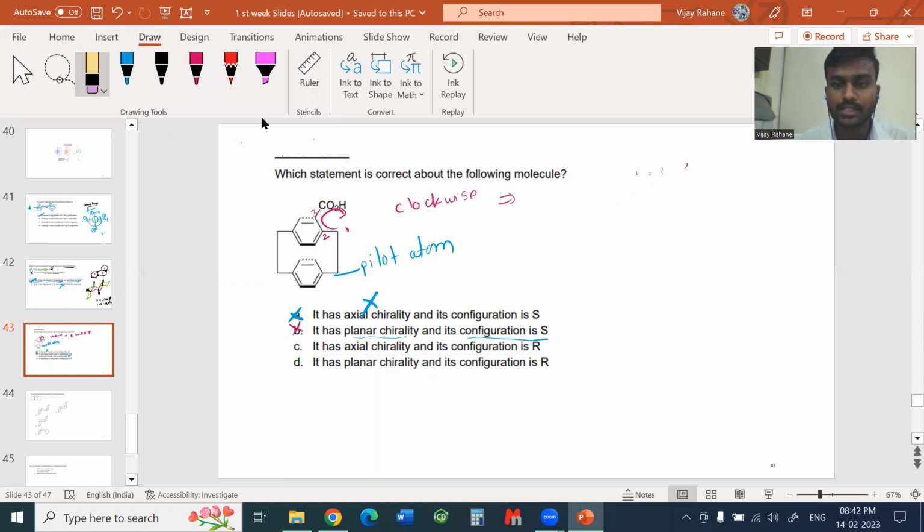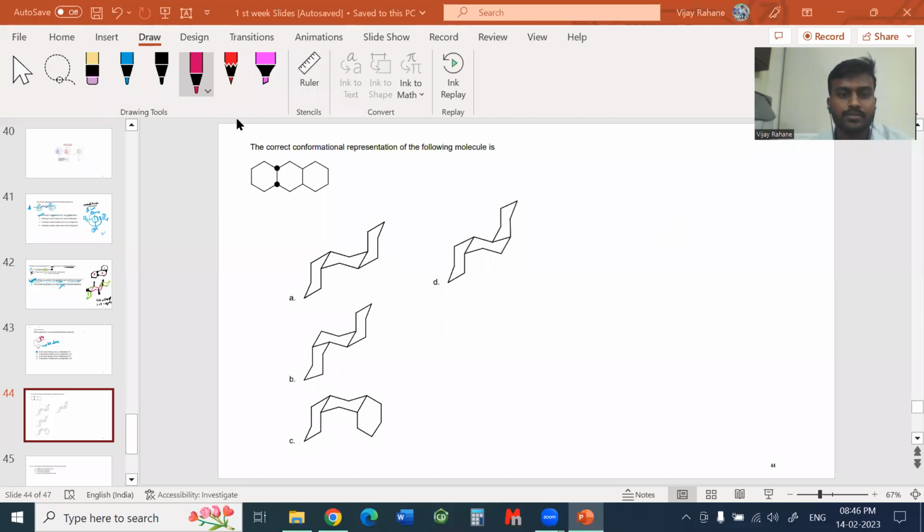But here, right here, there is a trick. Since... So here the question: given the correct statement, the correct conformation representation of the following molecule is, right? We need to check the correct representation for this molecule.